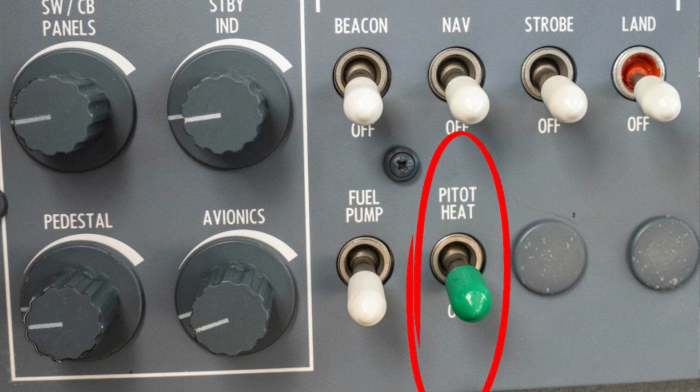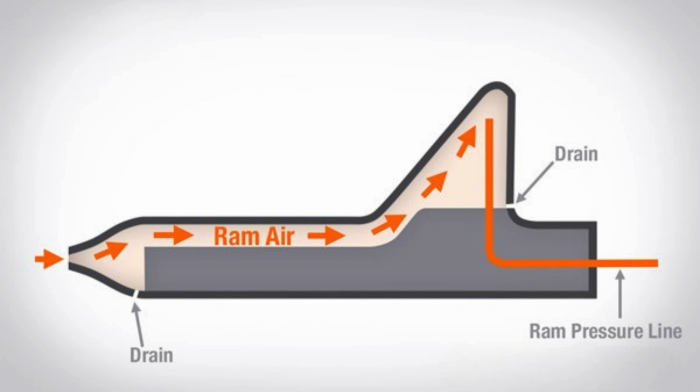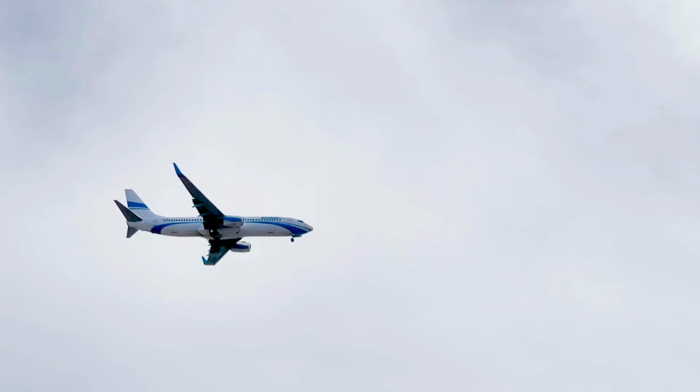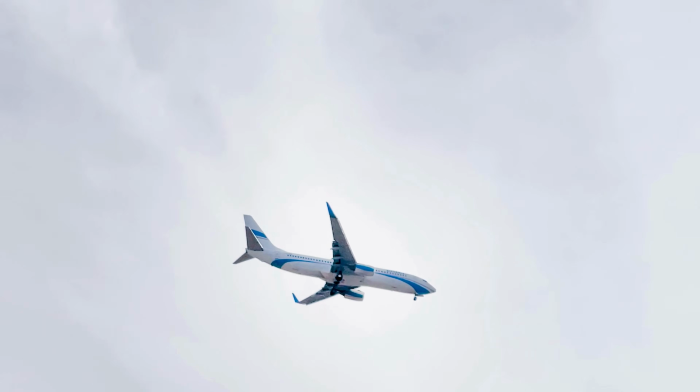To prevent ice blockage, Pitot tubes have heating elements. The heating system is activated from the cockpit, usually with a switch labeled Pitot Heat. They also include a drain hole to expel water, especially when flying in rain or when ice melts. Despite the precautions, the Pitot tube can still be affected by position errors.